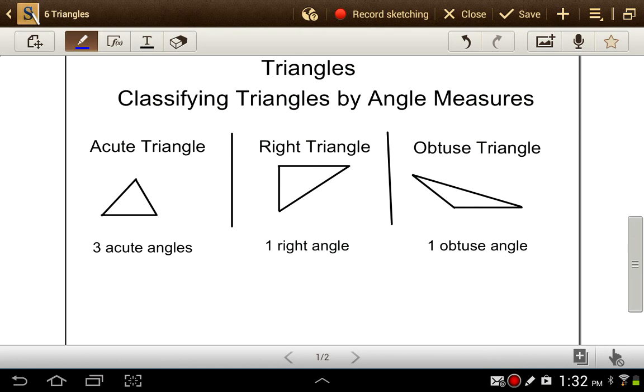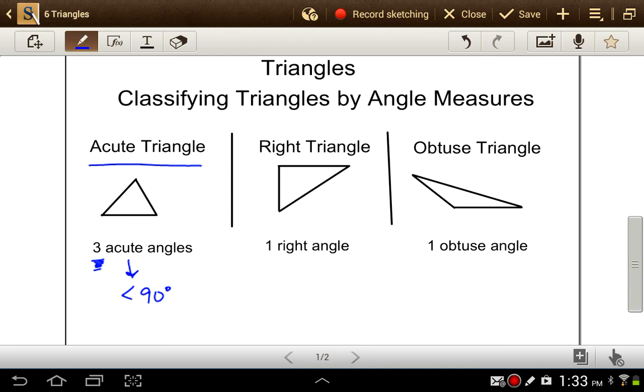The first way is an acute triangle. Here's a sample of an acute triangle on the screen. And with an acute triangle, here's the key, guys: it has three acute angles. Every triangle has two acute angles. It's what the third angle is that makes it up. In this case, all three are acute, which means, remember, acute is less than 90 degrees. More than 0, but less than 90. So it has three angles that are less than 90.